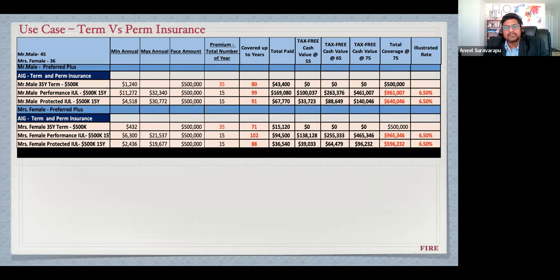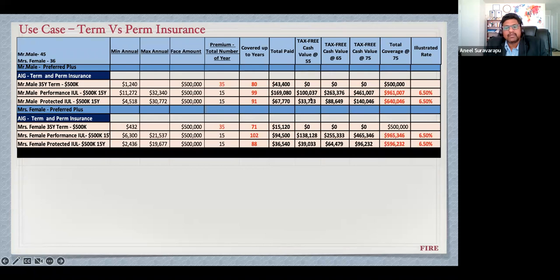The total coverage is close to 645K. The only thing I wanted to stress is that if the person wanted to take a term policy, he is paying close to 43,000, and there is no cash value for that policy. But here, he paid maybe 20K plus more than the term. There are two different points: the policy is covering 91 years, plus he is getting back the money he put in.